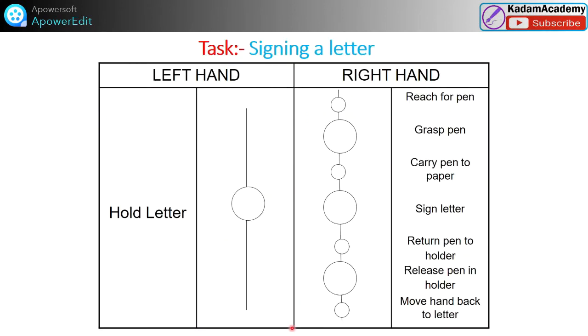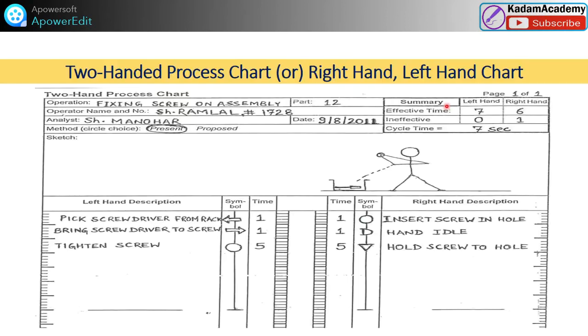So see, this is one simple example to clear your idea. This is a left hand operation column and a right hand operation column. And what is the task? Signing a letter. A man holds the letter with the left hand, and the right hand reaches for the pen, grasps the pen, carries the pen to paper and signs the letter, returns the pen to the holder, releases the pen in the holder, and moves the hand back to the letter. So this is signing a letter, a simple example to make it clear to you.